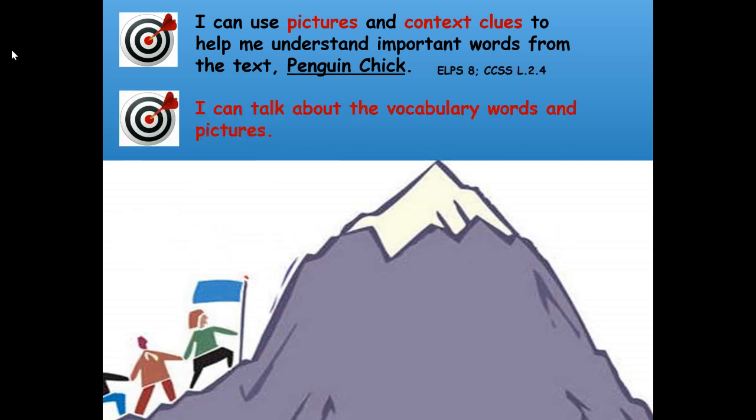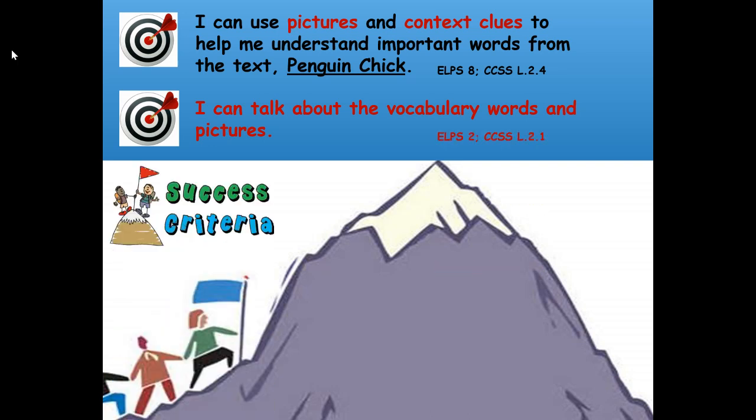Here's our next learning target. I can talk about the vocabulary words and pictures. So you may ask yourself, how will I know that I'm successful at using pictures and context clues? And how will I know that I'm successful at talking about these vocabulary words? Well, here's our success criteria or your steps to success.